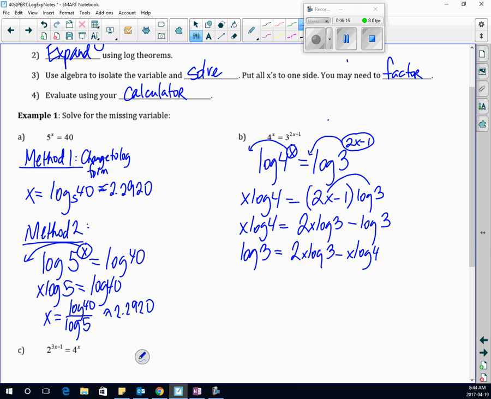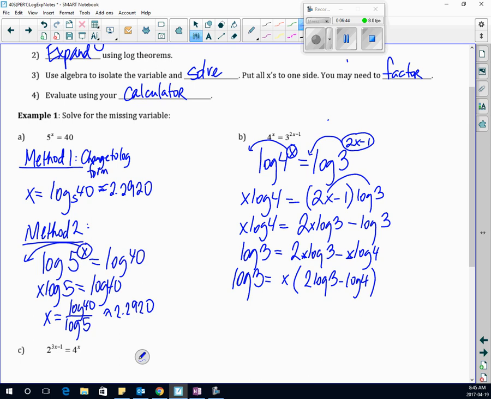Okay, so now I have x's to one side. Does everybody see you may need to factor? This is the case where you have to factor because there's no way you can get it in x equals form at this point. You can't combine them together at all. So I need to factor out this x and this x out of the two. So next step, log 3 equals x bracket 2 log 3 minus log 4.